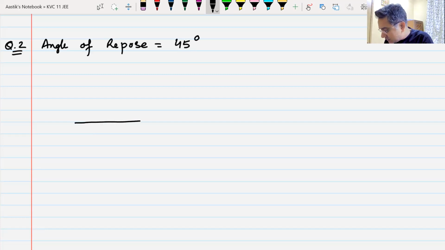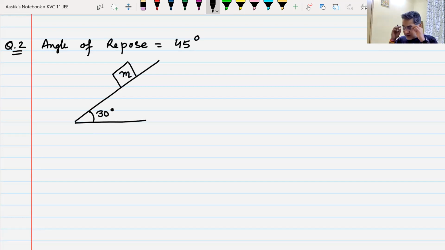Now I have a condition where the angle is 30 degrees and the mass of this body is, let us say, m. So I am solving this question as a general question. You just have to tell me what type of friction is acting on this body and what is the value of the frictional force acting on this body. Will this body move or will this body not move? You have 2 minutes to do it.